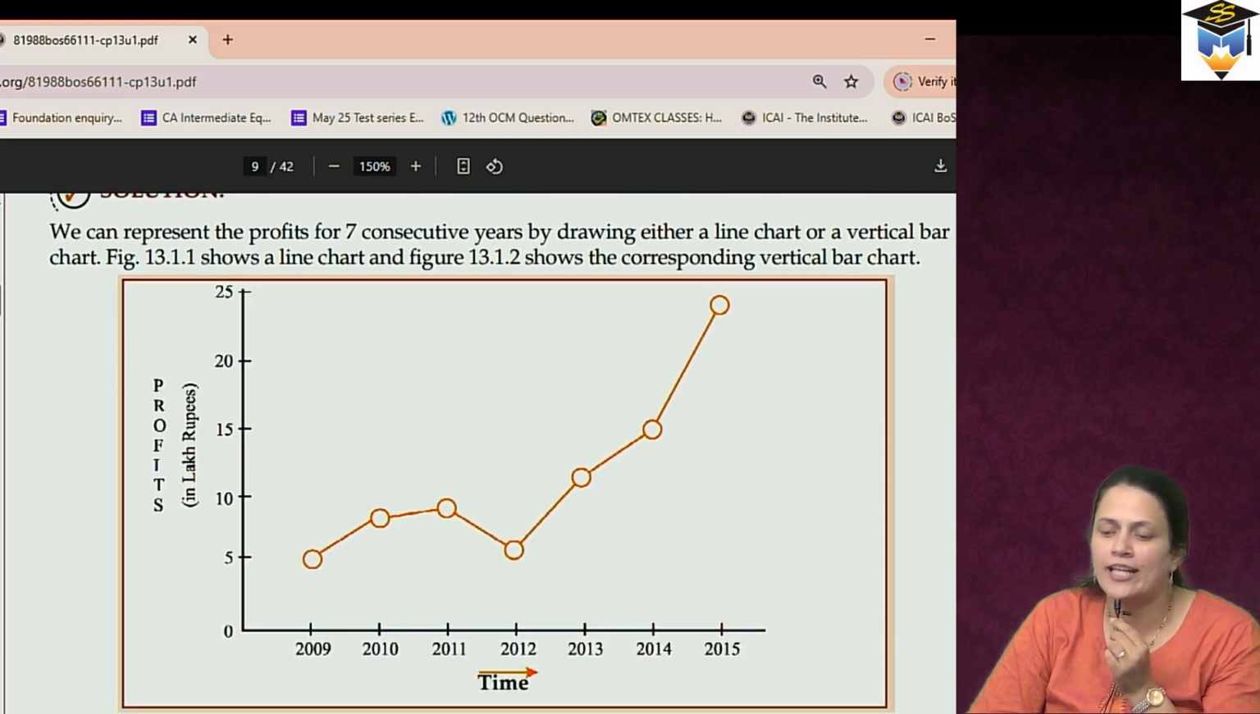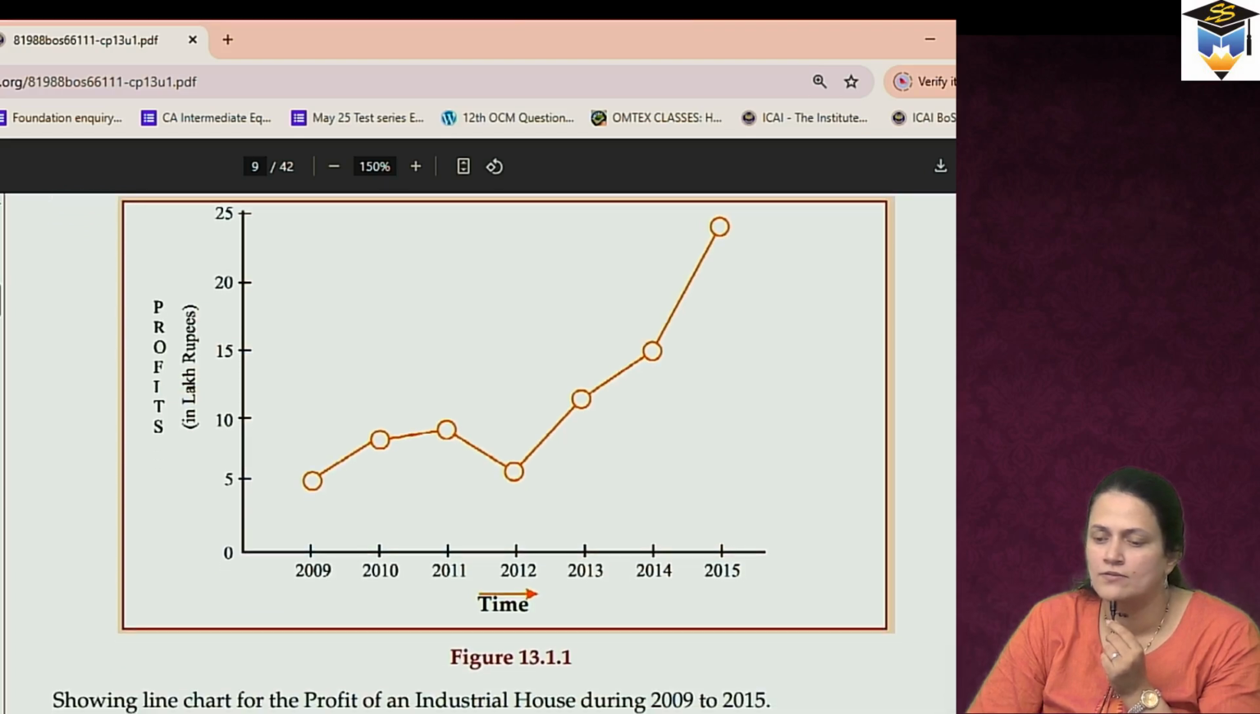Now do you know which type of diagram this is? Which type of diagram is this? Now what is this diagram about? Let us see that first.